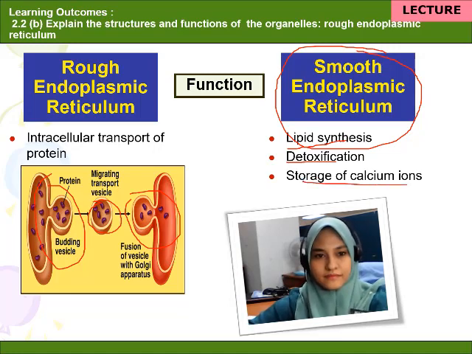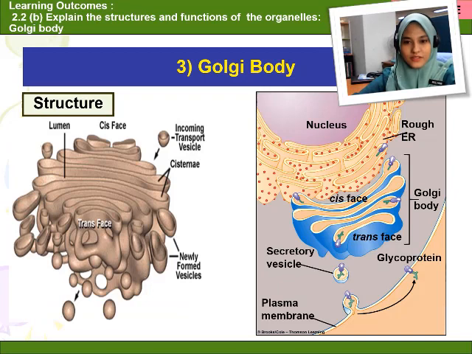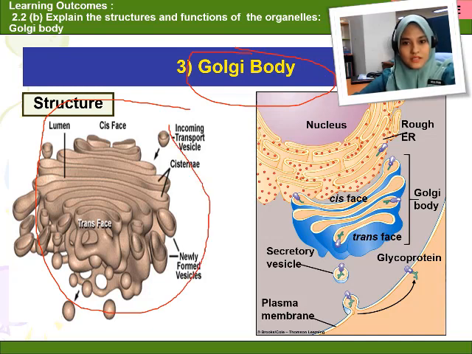The next organelle that we are going to discuss is the Golgi body. Here is the basic structure of this Golgi body. As you can see, it is enclosed by a single membrane, consisting of stacked, flattened membranous sacs that are not physically connected, called cisternae.